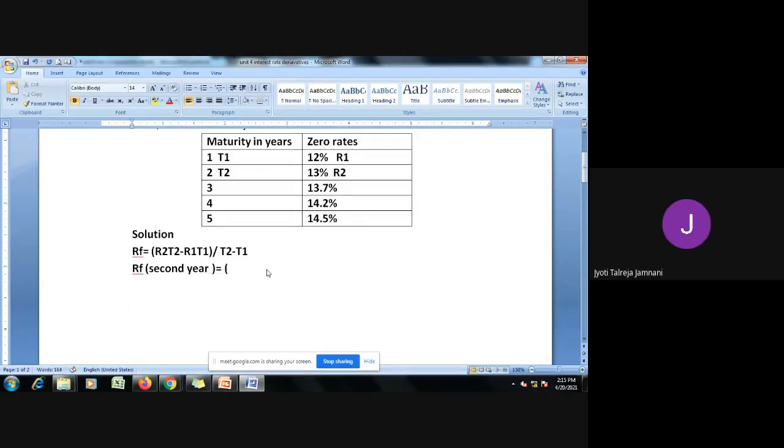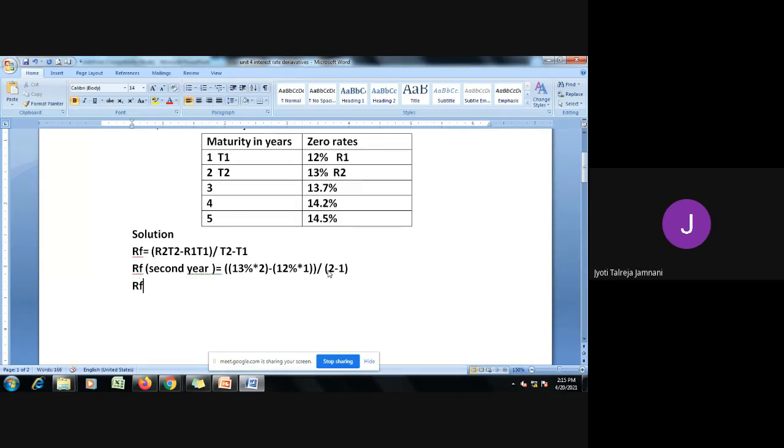Yes, ma'am. So let's put it in the formula now. R2. What is the R2 rate? 13% into T2. T2 is the second year, minus R1. R1 is 12% into T1, the first year. This is our numerator, divided by the denominator, T2 minus T1. T2 is the second year minus T1 is the first year. So 2 minus 1.